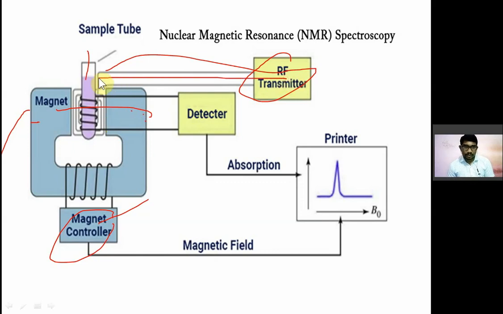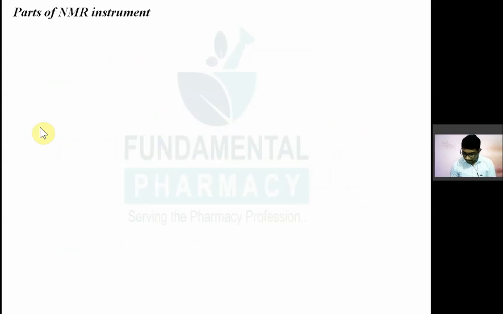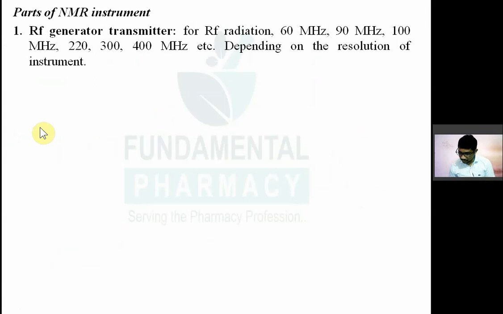Okay, the nuclei of sample will get excited by absorbing this radiation. Absorbed radiation of radio frequency wave, they are detected and they are plotted in the form of graph. So this is how the working is. Now parts of NMR instrument. First, radio frequency generator or radio frequency transmitter.